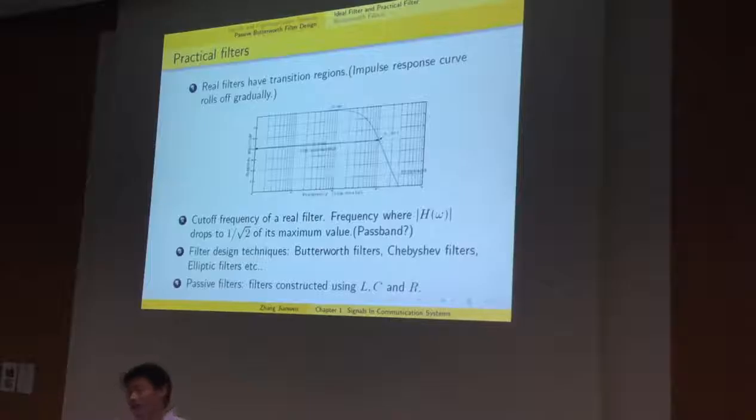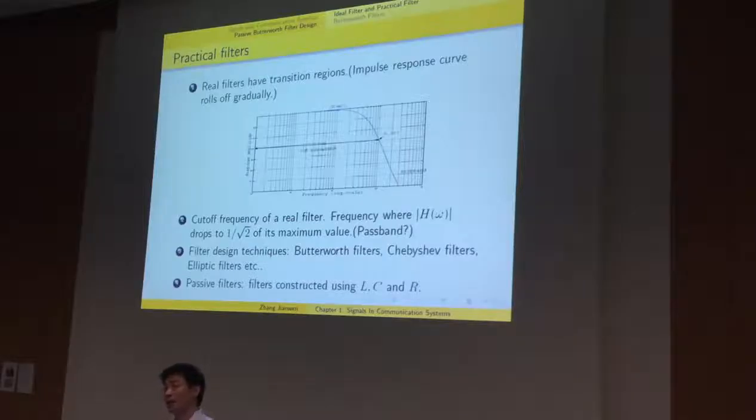No matter how complicated it is, they don't worry about it. But for engineers, we try to make it real. We try to solve this problem, although sometimes we use estimation like this. The reason why this ideal filter cannot be implemented is because of the transition region here. For an ideal filter, there is no transition region. They just drop to zero at the cutoff frequency. It is this drop to zero that causes the problem.